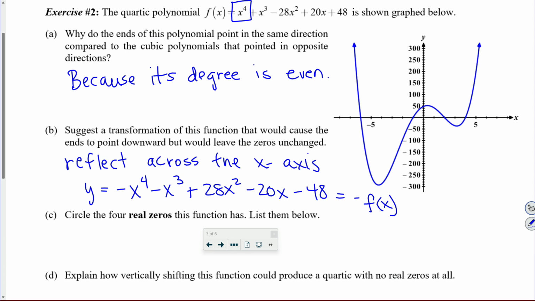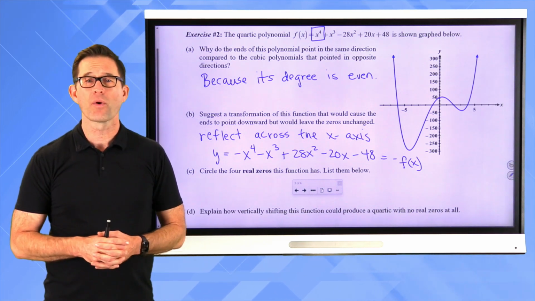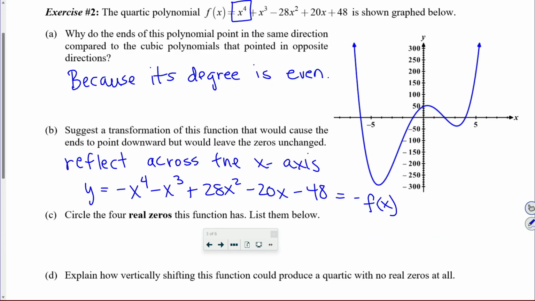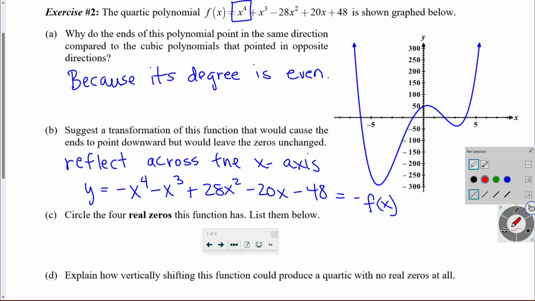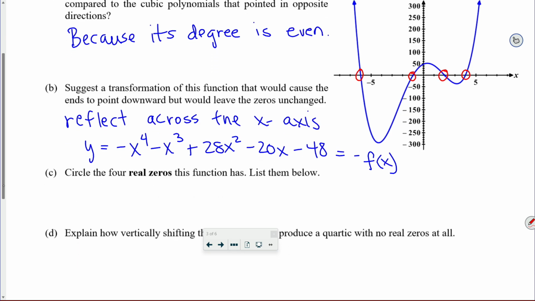Circle the 4 real zeros this function has. List them below. All right, that's simple enough. Pause the video now, circle the 4 real zeros this function has, and list them below. All right, maybe I'll circle them in red just to have a nice color contrast with what's going on up there already. Hand keeps getting in my way. Here's 1 at -6, 1 at -1, 1 at +2, and 1 at +4. So x equals -6, -1, +2, and +4.